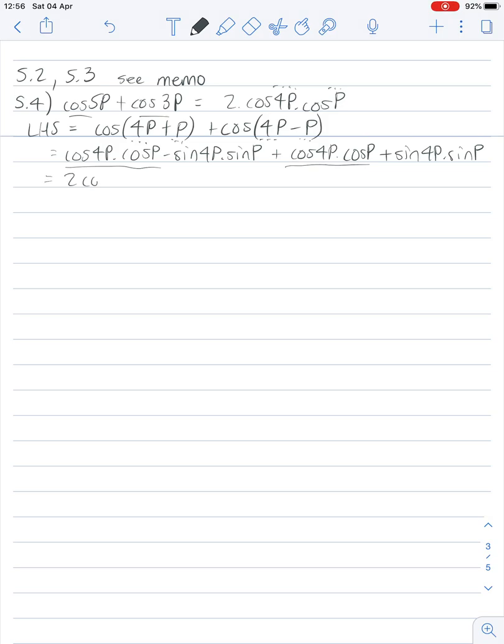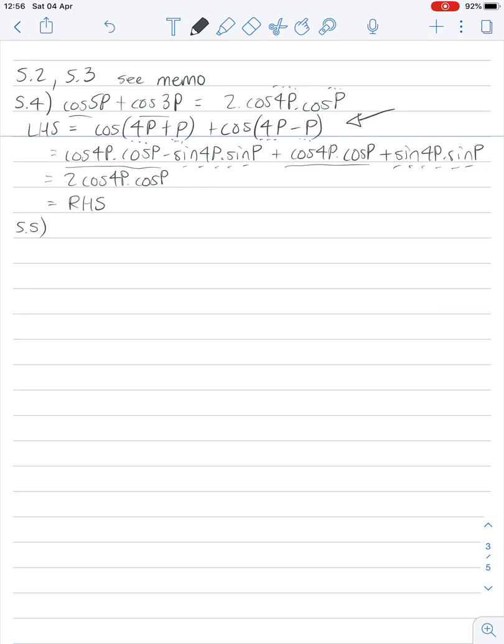That's going to give you 2 of them, so 2 of cos 4p cos p. And then this is a minus of that, and this is the plus of the same thing, so they cancel each other out, and look at that, you're equaling your right-hand side. So the decision over here was strategic. We did it on purpose.